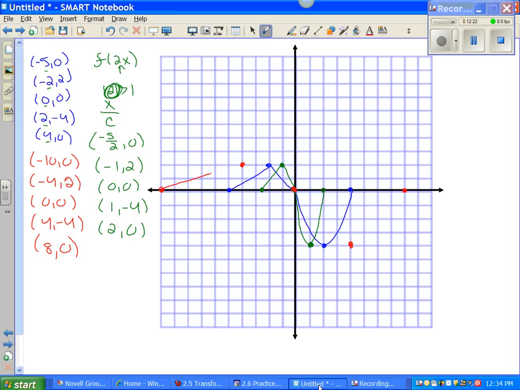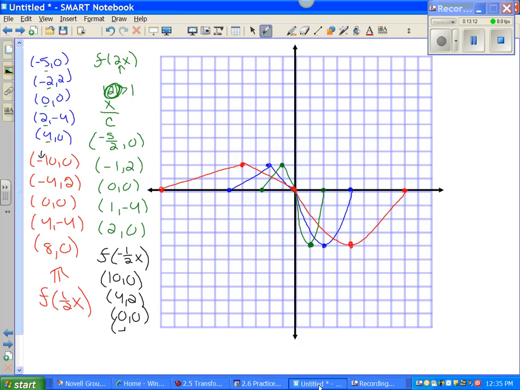So this one here is my f of 1/2 x. We multiplied that one by 2. In the green, we divided by 2, showing a horizontal stretch and a horizontal shrink. We've got one more to do, and that is f of negative 1/2 x. Again, we're not only multiplying by 2, we're multiplying by negative 2. So all these values are just going to switch on us. 10, 0, 4, 2, 0, 0, negative 4, negative 4, and negative 8, 0.